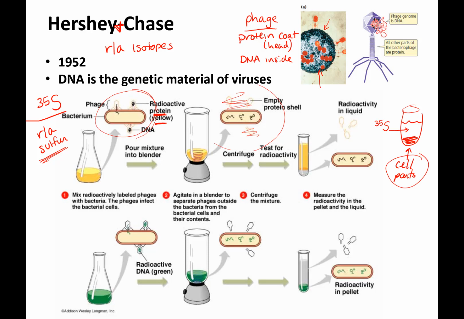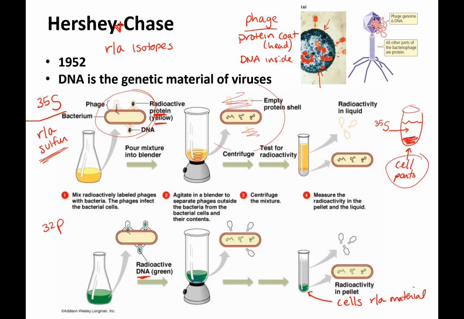Okay, so let's try the flip. They take P32, which is radioactive phosphorus. And you know that DNA has a phosphate sugar backbone. So they labeled the DNA radioactively, allowed the infection to happen, blended it up, separated it out, and now in the cells was the radioactive material.